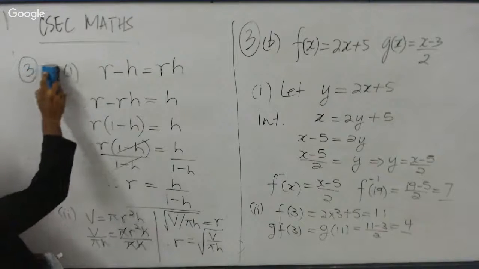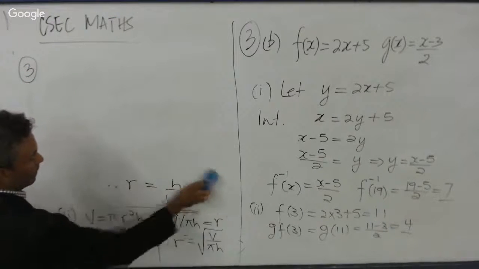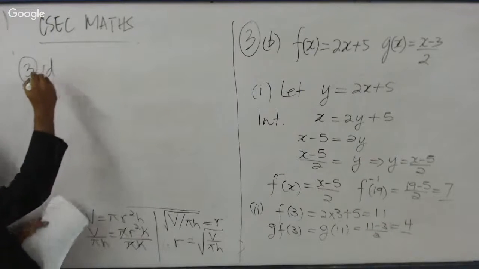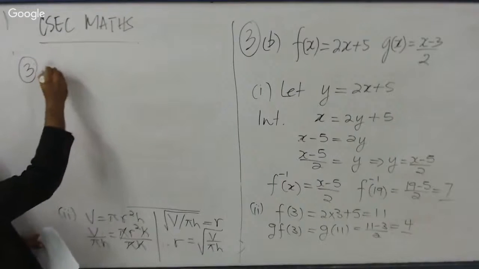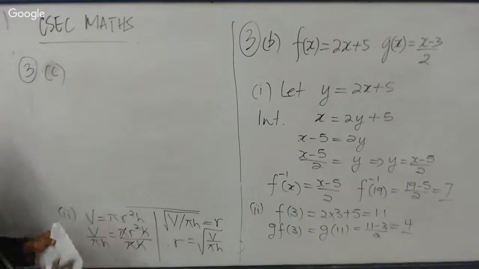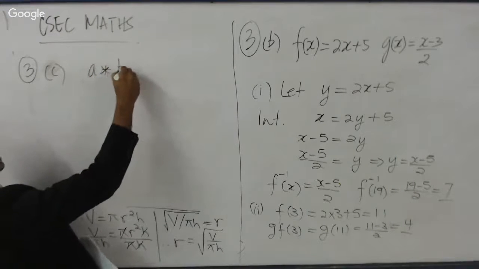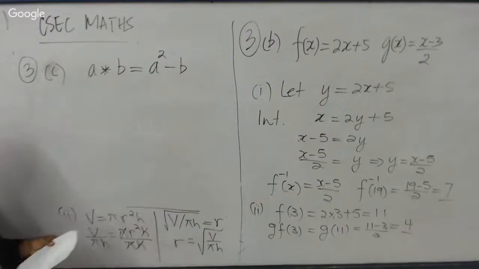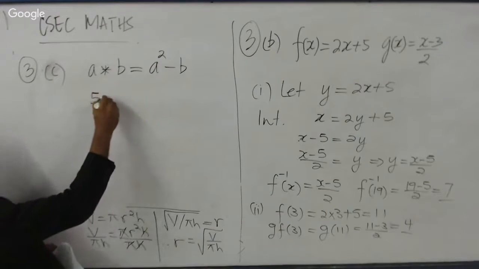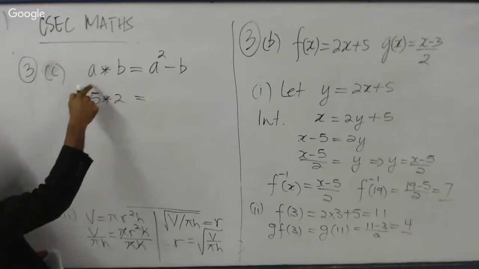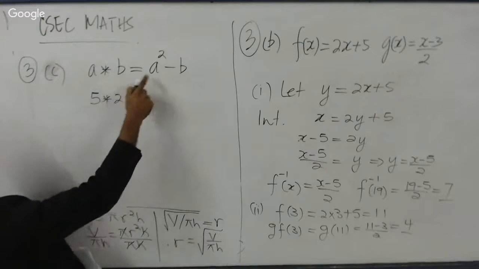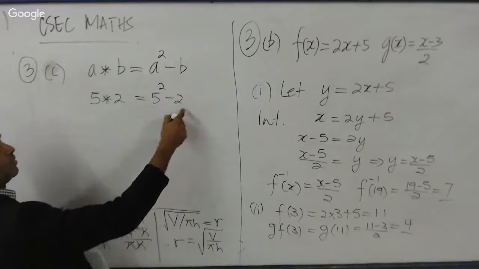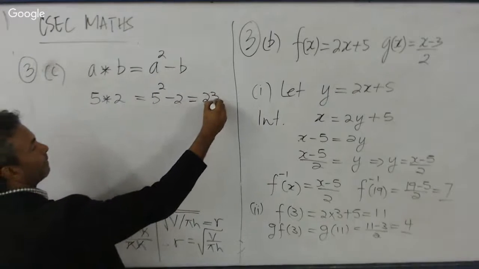No, there's a part D. 3D, right? There's a C? Yeah. Okay. 3C. A star B is equal to A squared minus B. Then 5 star 2. You could look at A being 5, B being 2. So it will be 5 squared minus 2, which is 25 minus 2, which is 23. That's the answer.